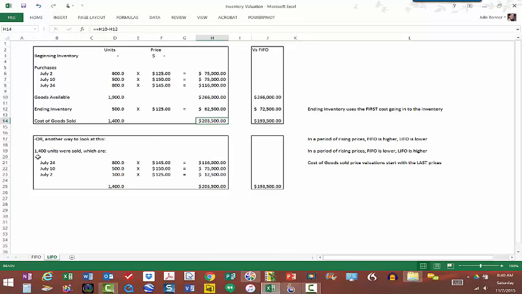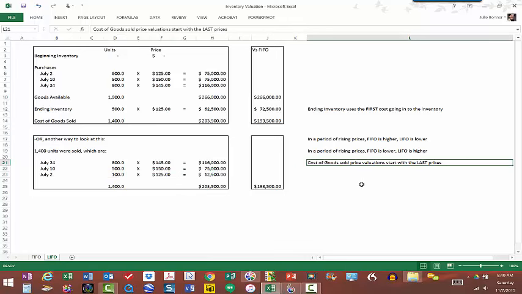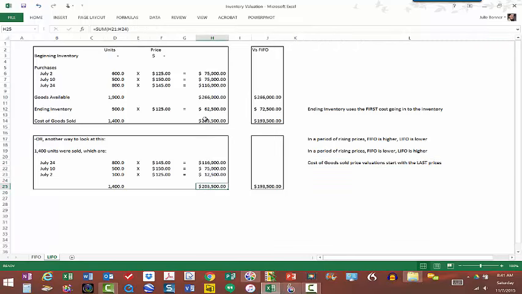So let's vet this out. Of the 1,400 units, since we're using a LIFO methodology, the last ones in are the ones that are sold. Our last inventory coming in was on July 24th. So that 800, we sold all of those at $145 a piece. We sold all of the ones on July the 10th for $150 a piece. And we also sold, out of the July 2nd, 100 units. Because for cost of goods sold, price valuations start with the last prices. Last in are the ones that are being sold. So the last one, $145 a piece, then $150 a piece, and then $125. All of that, when you multiply it all out and add them up, is $203,500. This number matches that number.